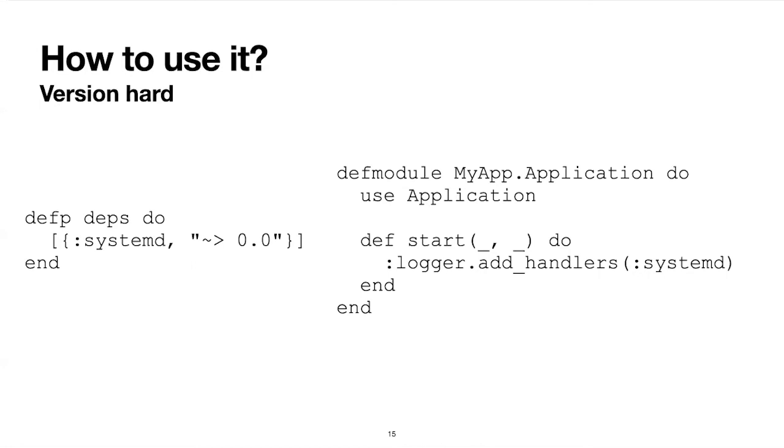If we are using Elixir, or we wanted to have a little bit more complex log system, like we want to provide metadata or have multi-line logs, then we can just add handlers that are defined in systemd, or we can configure them manually, which is described in the README.